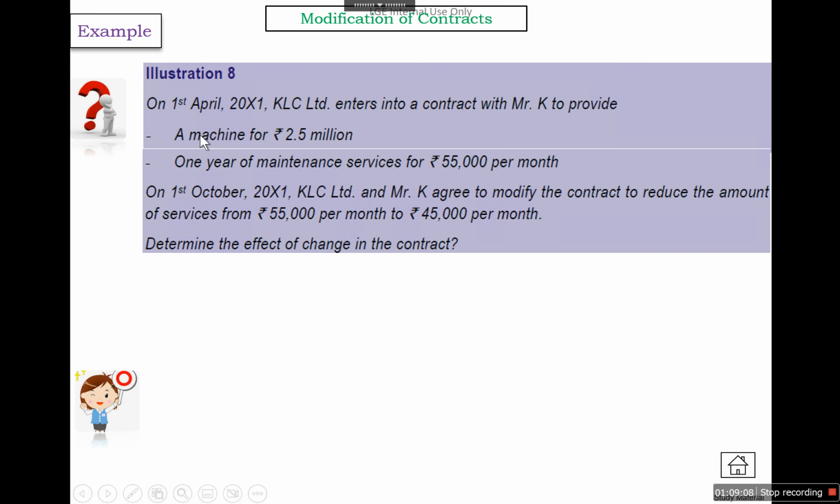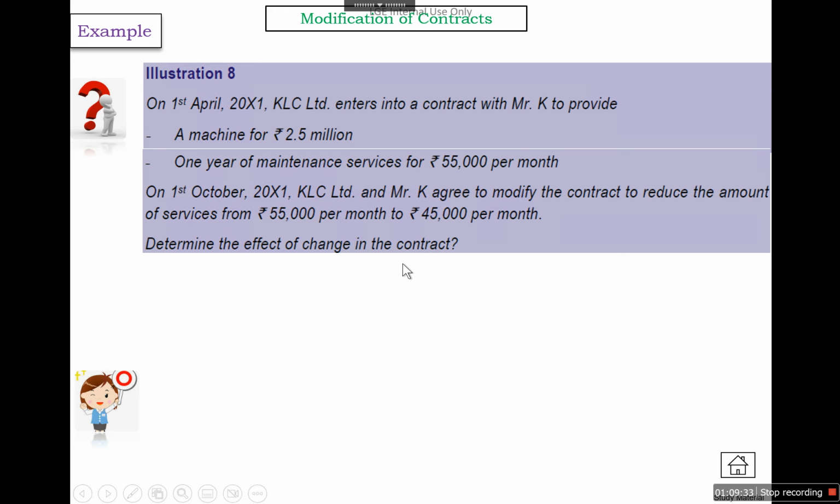Next example: on 1st April X1, KLC Limited enters into a contract with Mr. K to provide a machine for 2.5 million and 1 year maintenance for 55,000 per month. In October, KLC Limited and Mr. K agreed to modify the contract to reduce the amount of services from 55,000 to 45,000. Determine the effect of the change in the contract.